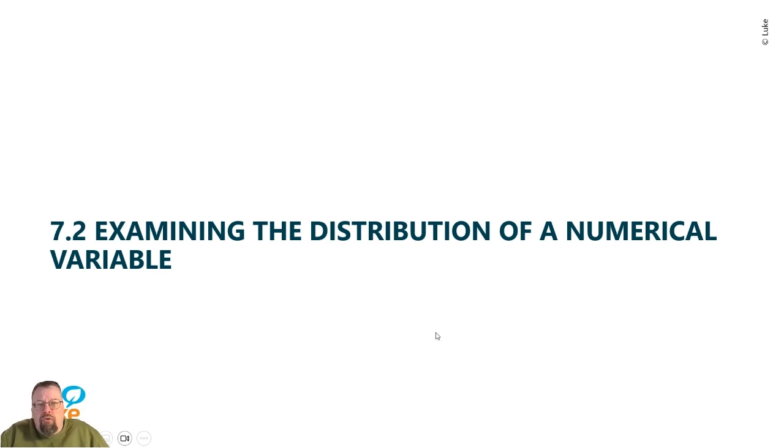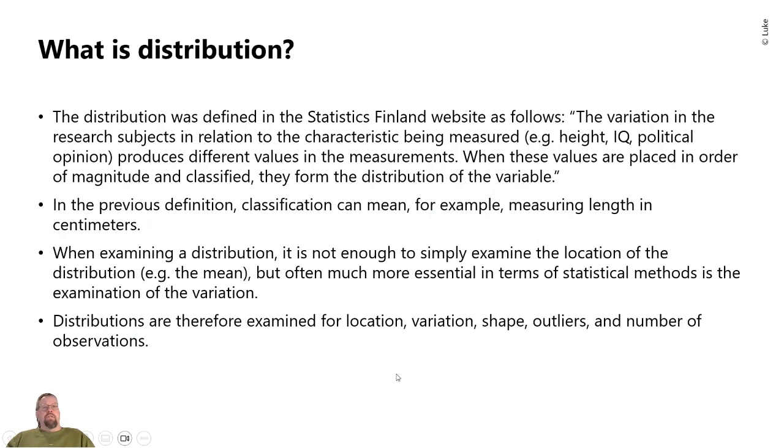Okay, but let's go to business. So, examining the distribution of a numerical variable. First of all, what is distribution? I have a definition that I pulled from the Statistics Finland website some years ago, I think, that says that the variation in the research subjects in relation to the characteristics being measured produces different values in the measurements. When these values are placed in order of magnitude and classified, they form the distribution of the variable.